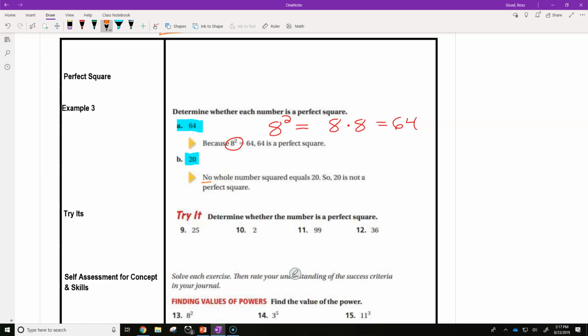10 times 2 does not. It has to be the same number. Oh, two of the same numbers. I think there are two whole numbers.